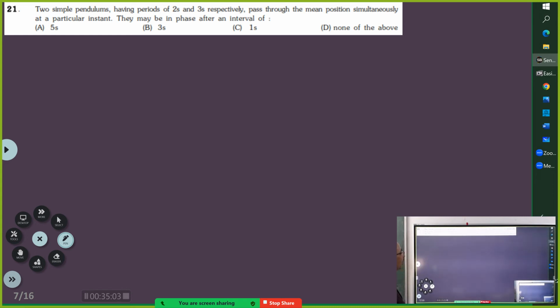Two simple pendulums having periods 2 and 3 seconds respectively pass the mean position simultaneously at a particular position. They may be in phase after an interval of.